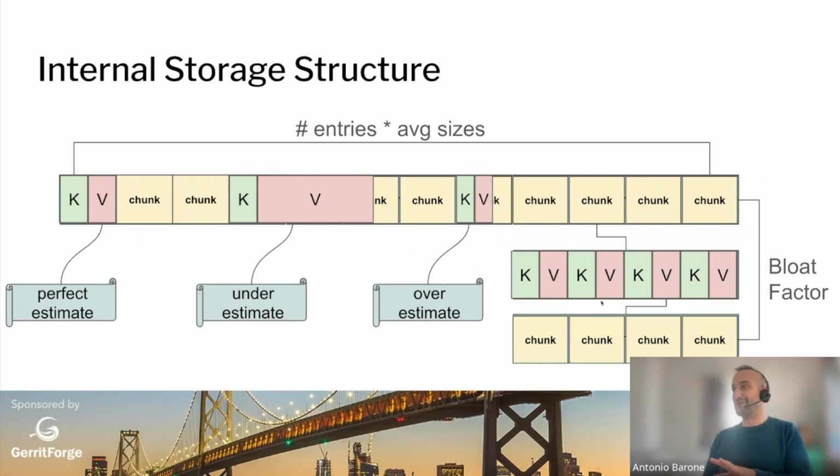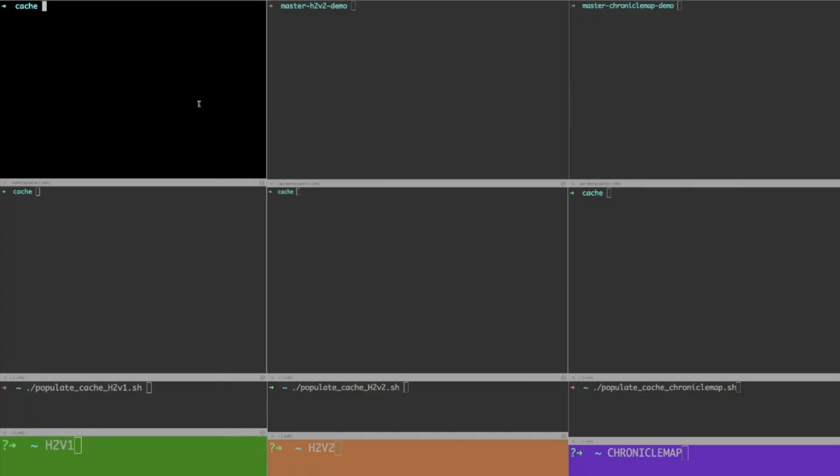And why am I showing you all of this? Well, because this is important: if you're really seriously thinking about using cache-chroniclemap, you will need to come up with these values.